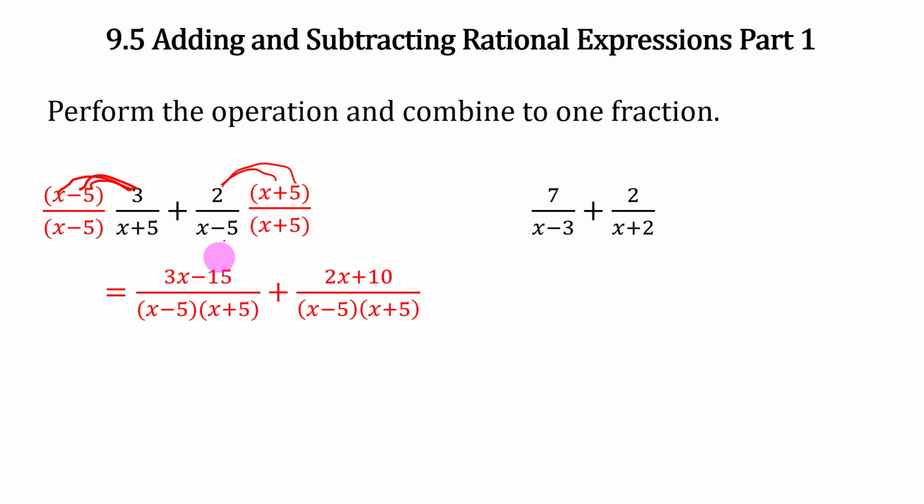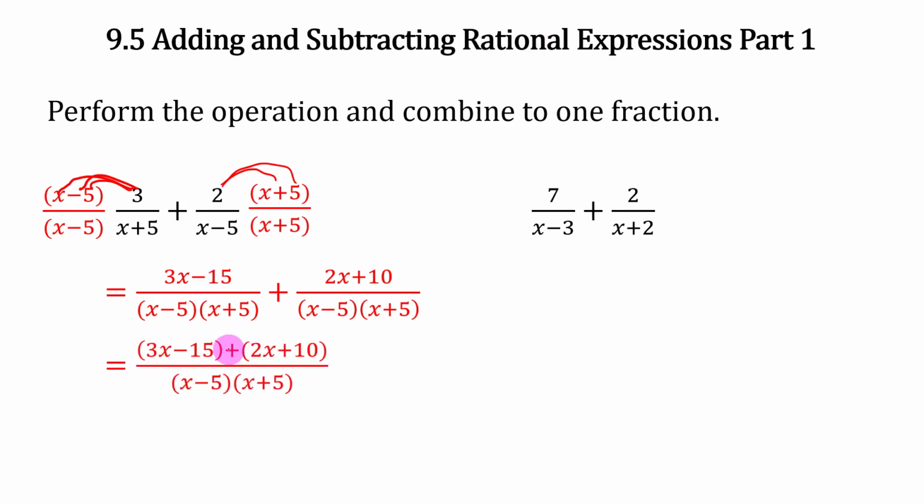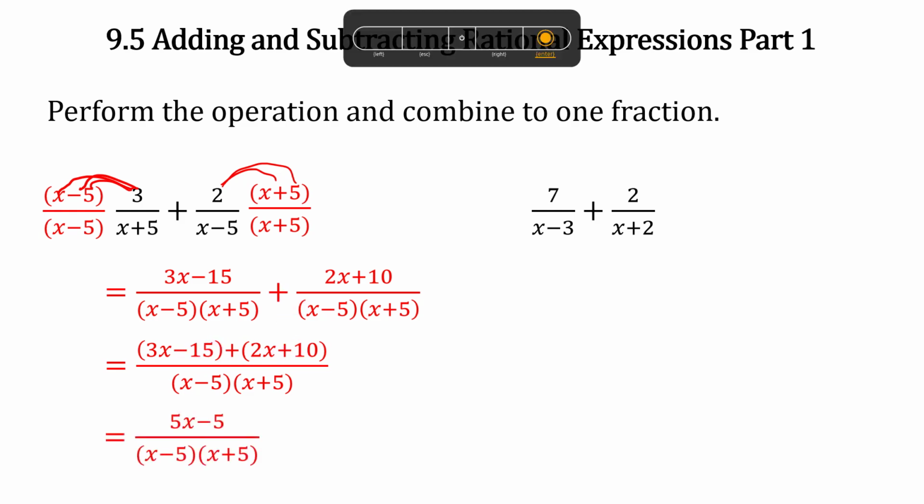So now I just combine like terms. I'm going to write it into one thing. I'm using parentheses here. When you're adding, you can drop the parentheses. You don't have any kind of distribution to do. But later on, when it becomes subtraction, you're going to have to distribute a negative into these. So good practice to keep them in parentheses right now. 3x plus 2x is 5x. Negative 15 plus 10 is negative 5.